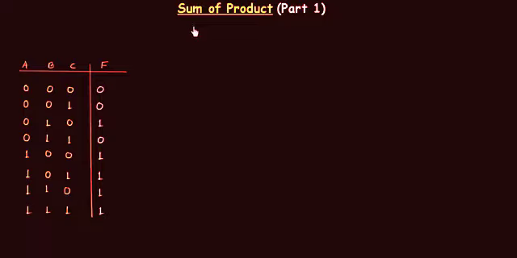In this presentation, we will study sum of product form. It is also written as SOP form, where S stands for sum, O stands for of, and P stands for product. So let's start with it.